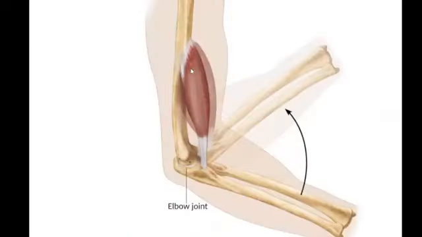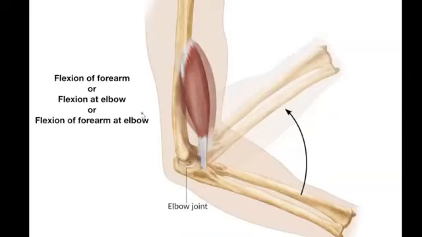So when we talk about these actions, you could talk about them in a couple ways. This can be called flexion of the forearm. This can be called flexion at the elbow. This could be called flexion of the forearm at the elbow if you really want to be sure. This is the easiest thing to say for me, but whatever you're most comfortable with. You can use any of these terms, but that is the muscle action of this brachialis muscle.